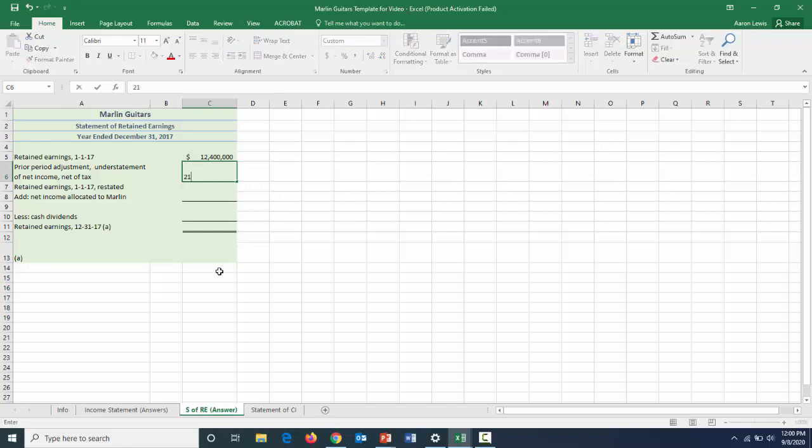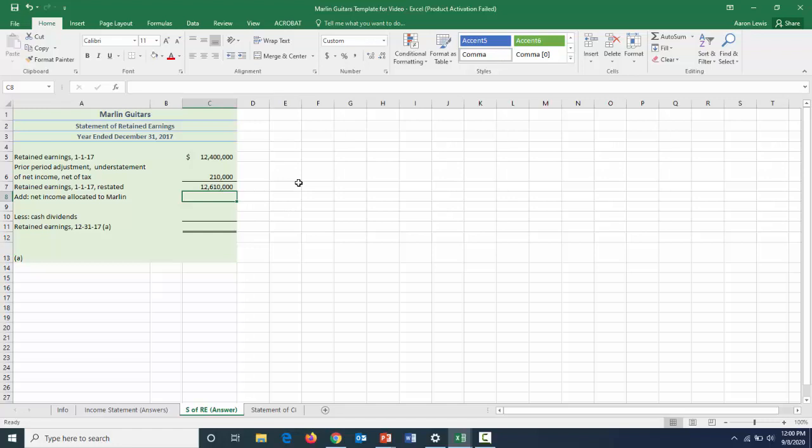So what do we do? Well, since our income was understated, that means our retained earnings also has to be understated. So if we just take those two numbers and add them together, we're going to tell users of our information that we should have reported retained earnings of $12,610,000 last year, not the $12,400,000 that we reported, because we messed up on an amortization expense somewhere. So that's what we should have started with.